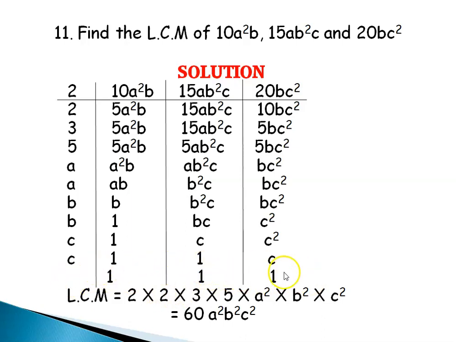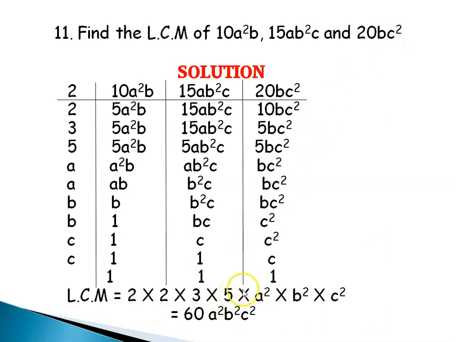So having achieved that, we can now write out all the factors. So I have 2 times 2 times 3 times 5 times a times b times b times c times c, and that is what I've written out here. So this is a squared, b squared, c squared. Can you see that here? Alright, so our LCM is 2 times 2 is 4, 4 times 3 is 12, 12 times 5, 60, a squared b squared c squared. And this is the LCM of 10a squared b, 15ab squared c, and 20bc squared. Is that taken? Good.